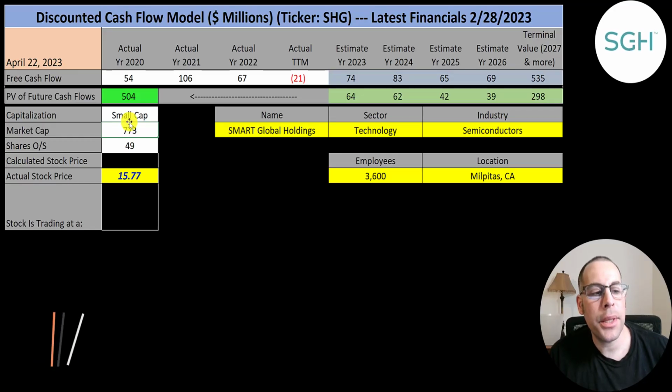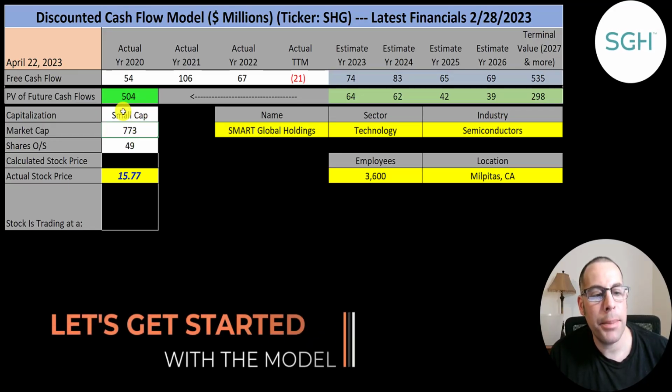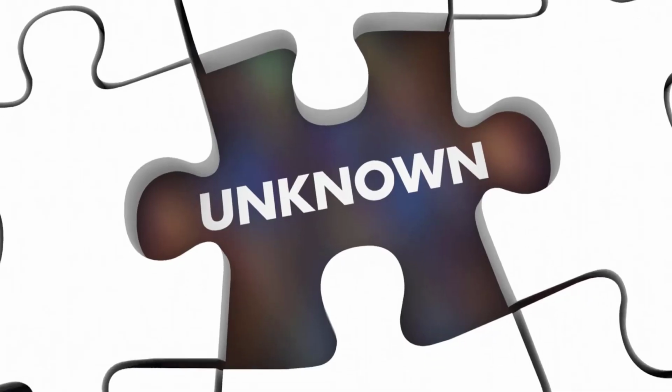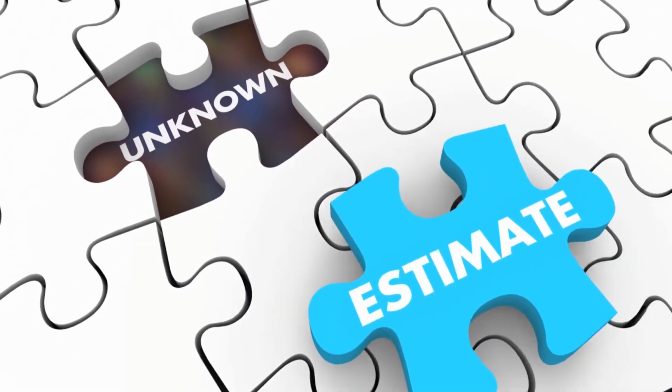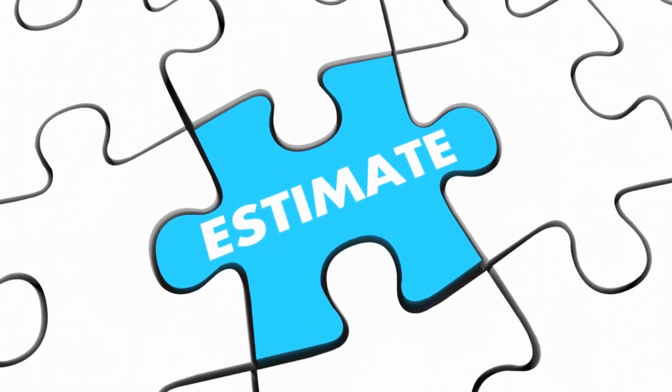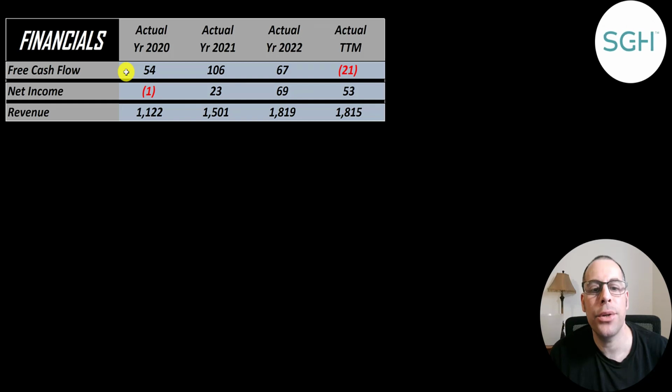Let's get started with the model. This is a small cap company, 773 million market cap. They're trading at $16 a share, and they have 49 million shares outstanding. Let's look at their financials. The way you value a company is you estimate the free cash flows into the future, and then you discount those numbers back to today's value. That's what we're doing in this video.